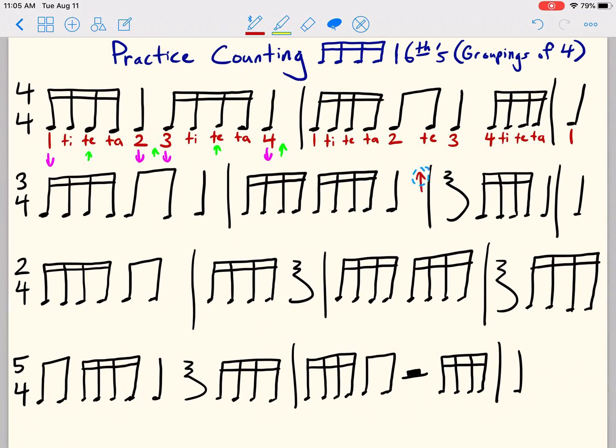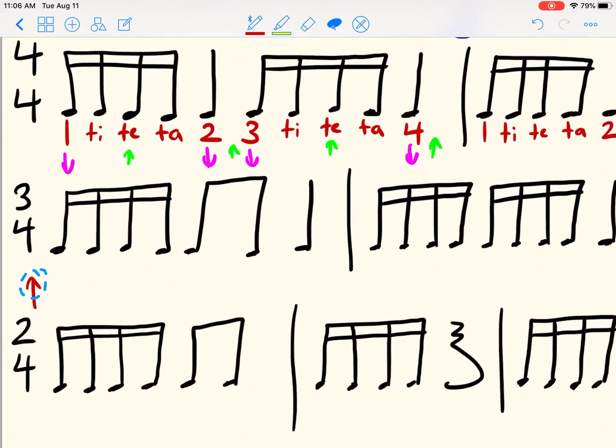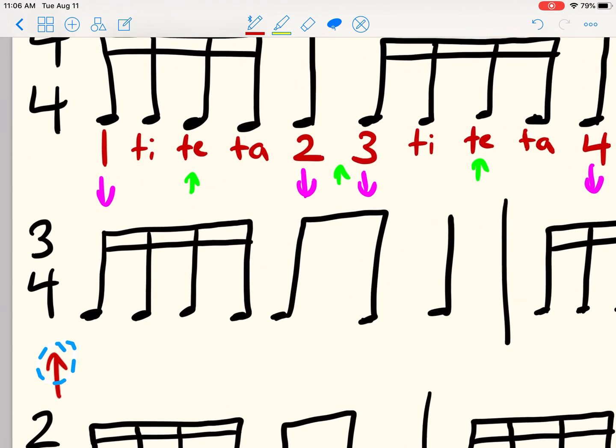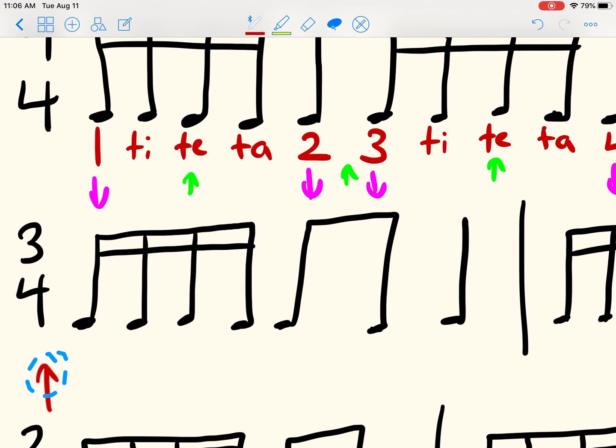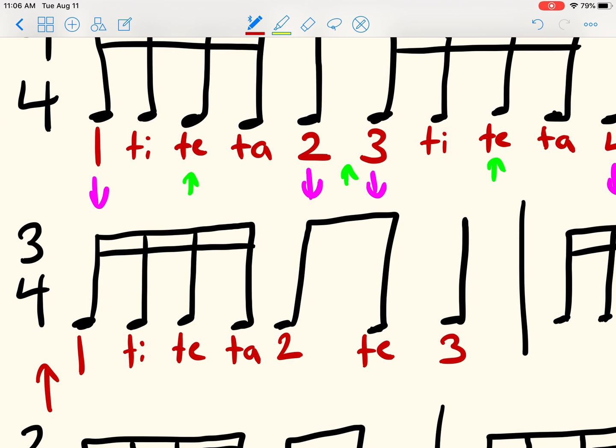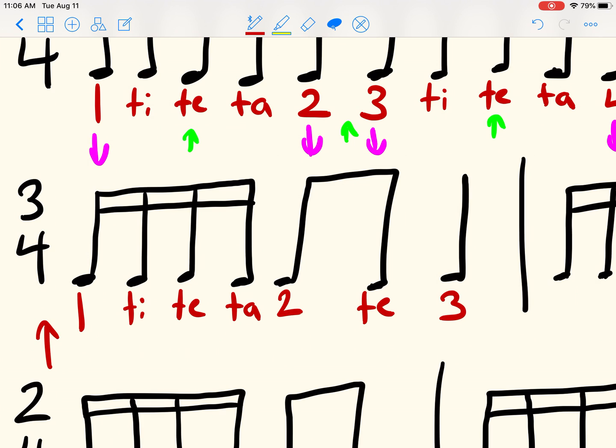Awesome. Let's get some practice counting 16th notes in 3/4 time. Beat 1 starts the way we started the other two measures. 1, ti, te, ta. We have eighth notes in the second beat, so that'll be 2, te, and a quarter note in the third beat, which is 3. Let's try this measure. I'm going to count you off in 3. 1, 2, 3, 1, ready, go. 1 ti teta 2 te 3, 1.